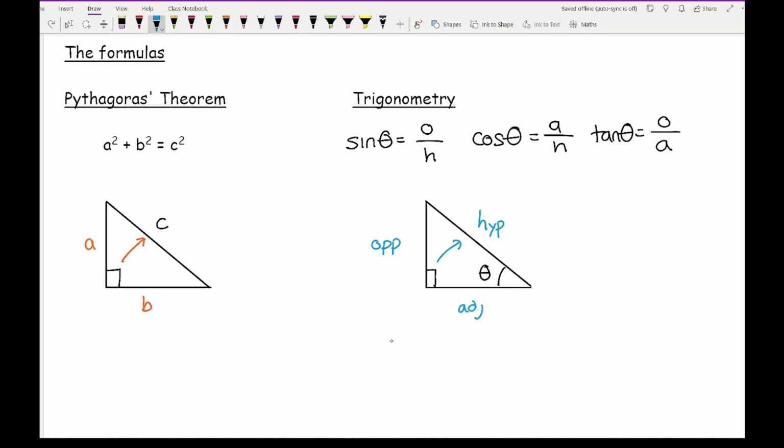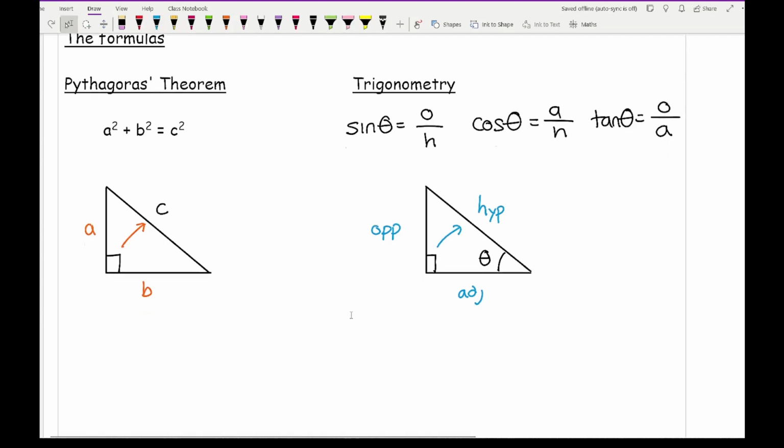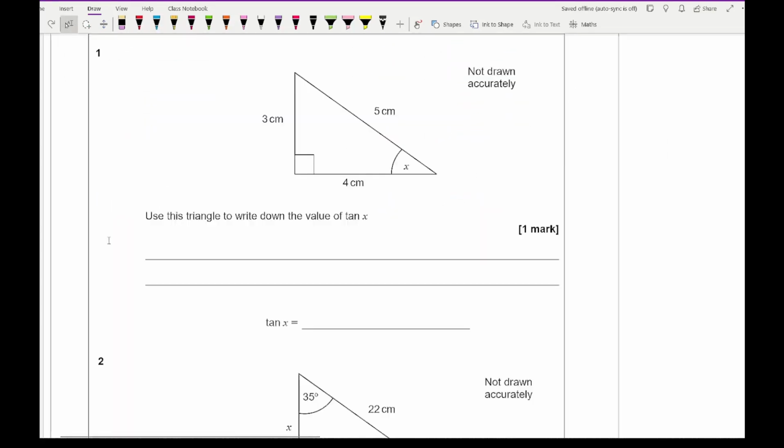And then it's just deciding which of the three formulas you need to use, which again is typically remembered by using SOHCAHTOA or any rhyme that you may have to help you work that out. So let's get started working through these questions.